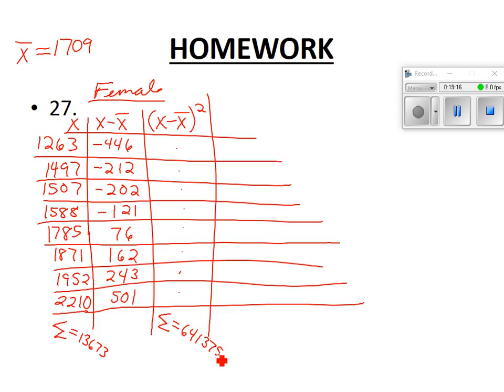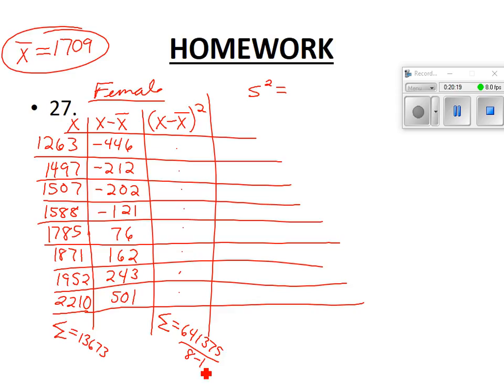Now, once we have this sum, to find the variance, we take that number and we divide by n minus 1. Well, n this time was 8, so 8 minus 1, which is 7. What you got to be careful of is if you're plugging that into your calculator, and you plug in 641.375 divided by 8 minus 1, what's the calculator going to do? It's going to divide by 8, then subtract off the 1, because it does its PEMDAS, its order of operations. So you got to do the 8 minus 1 first, then division.